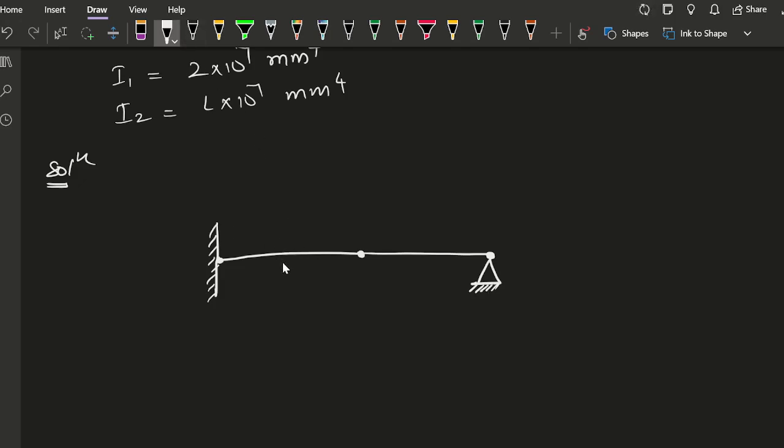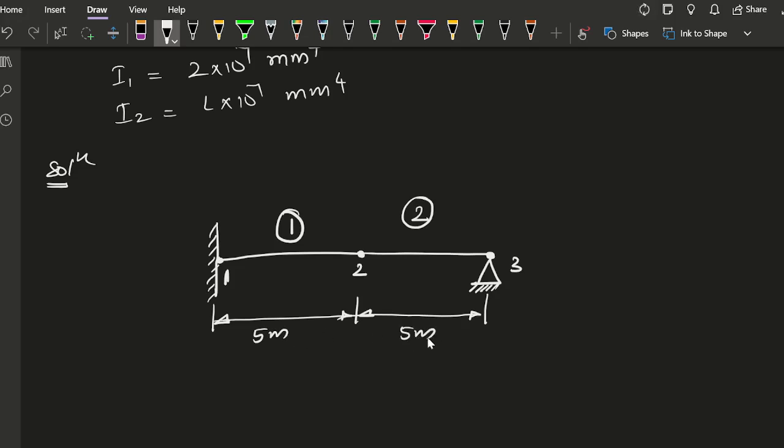So we have two elements. This is our first element, and this is our second element. And the nodes are first node, second node, and third node. The length of the elements are 5 meter each. In the second element, we have a load of UDL. So it is a UDL load.